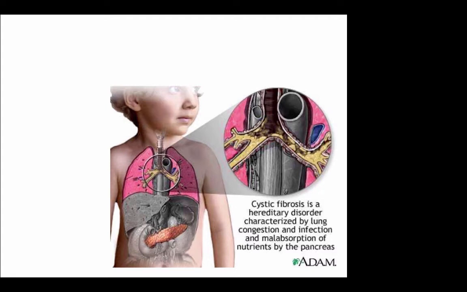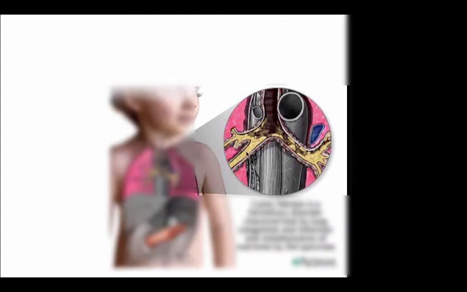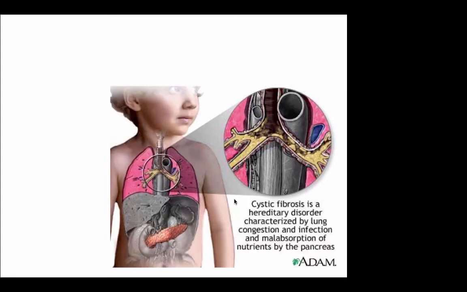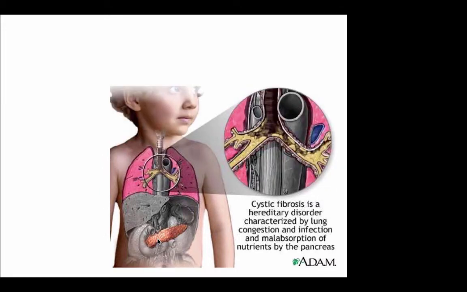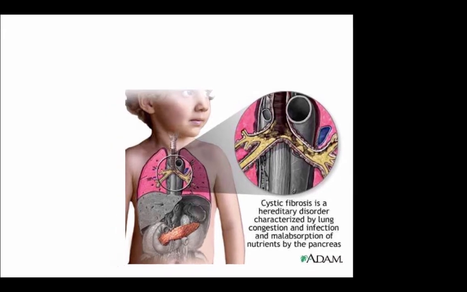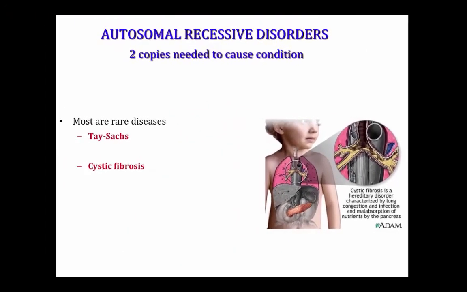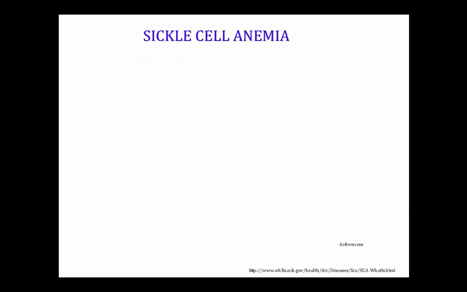What happens in this disease is mucus builds up in the lungs, they have trouble breathing, and there's also malabsorption of nutrients because the pancreas doesn't produce the enzymes that are needed to help break down food. But again, with proper health care, in 2009 the median survival age for individuals with cystic fibrosis was found to be in their 30s. Sickle cell anemia is another example of an autosomal recessive disease.